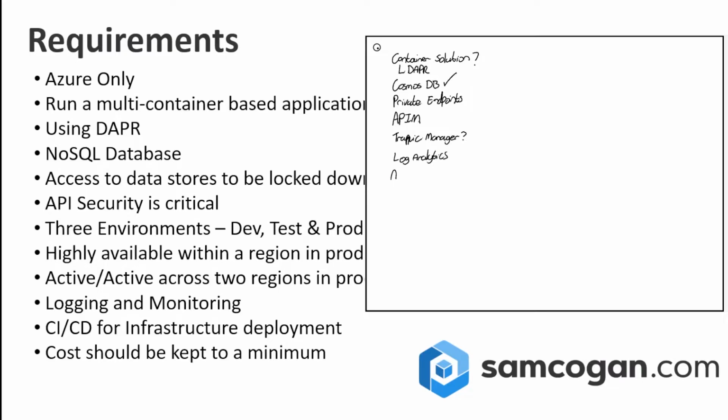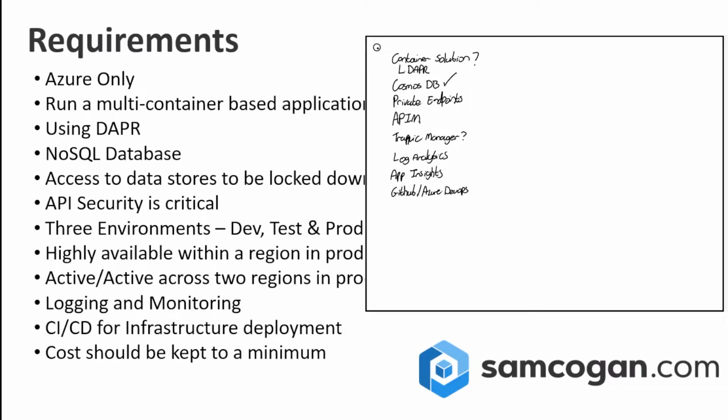And we're going to want App Insights as well to get the application metrics. Okay, CI/CD. So we're going to look at the platform for doing that. And we've got a couple of options here, actually. We could use GitHub, or we could use Azure DevOps. So we'll have a think about that.